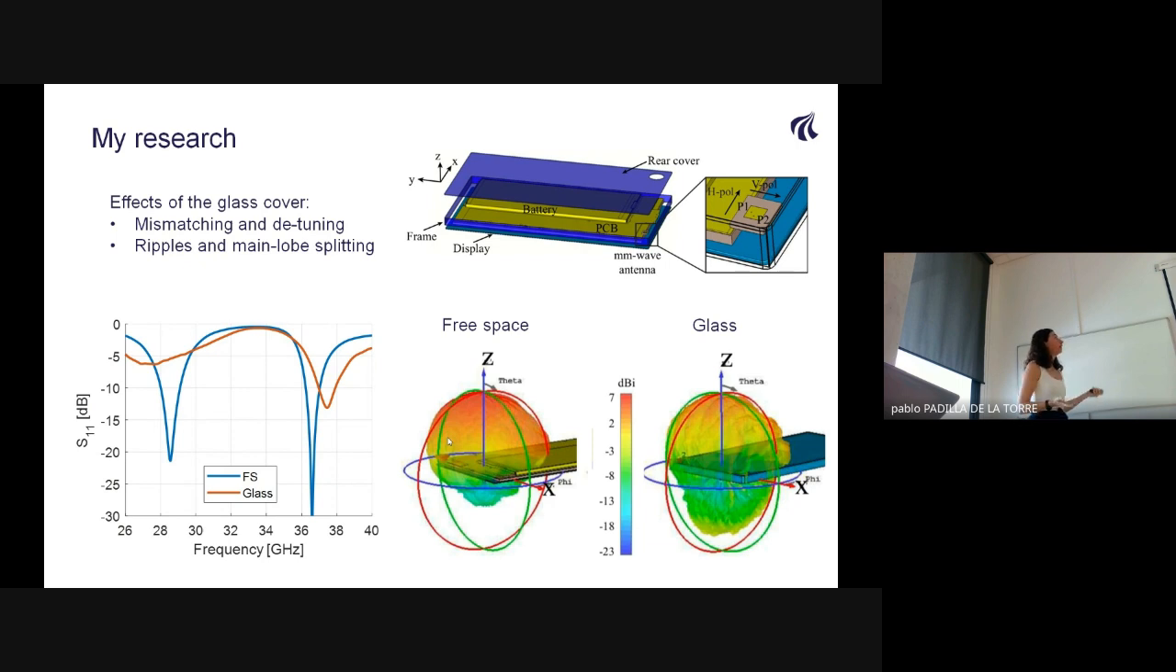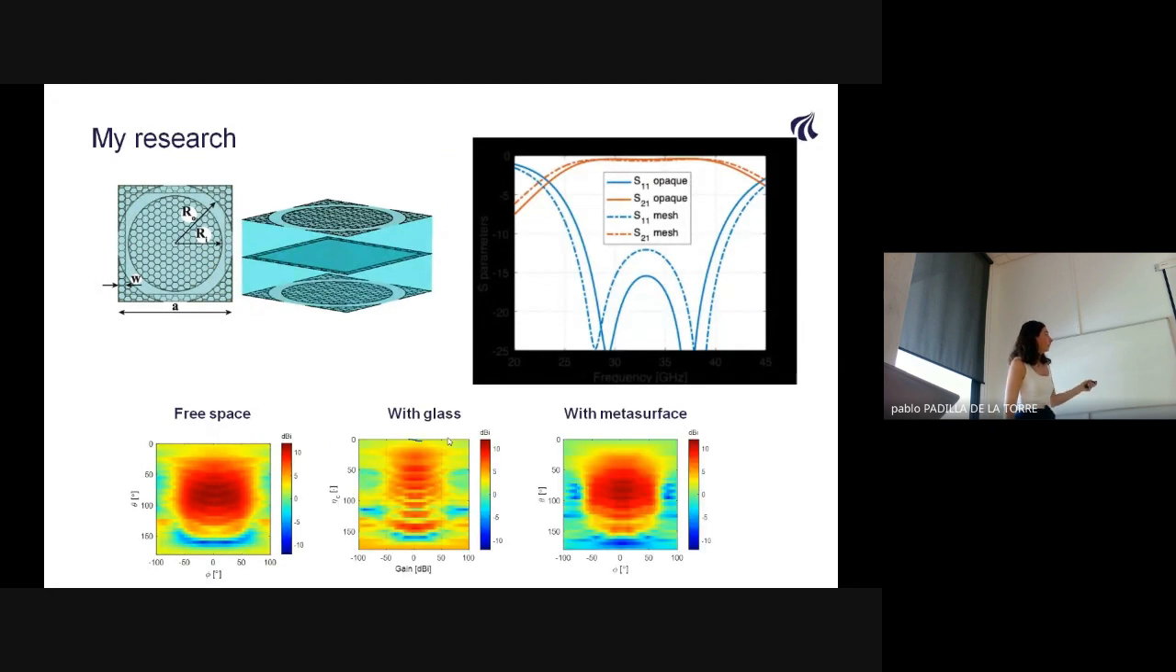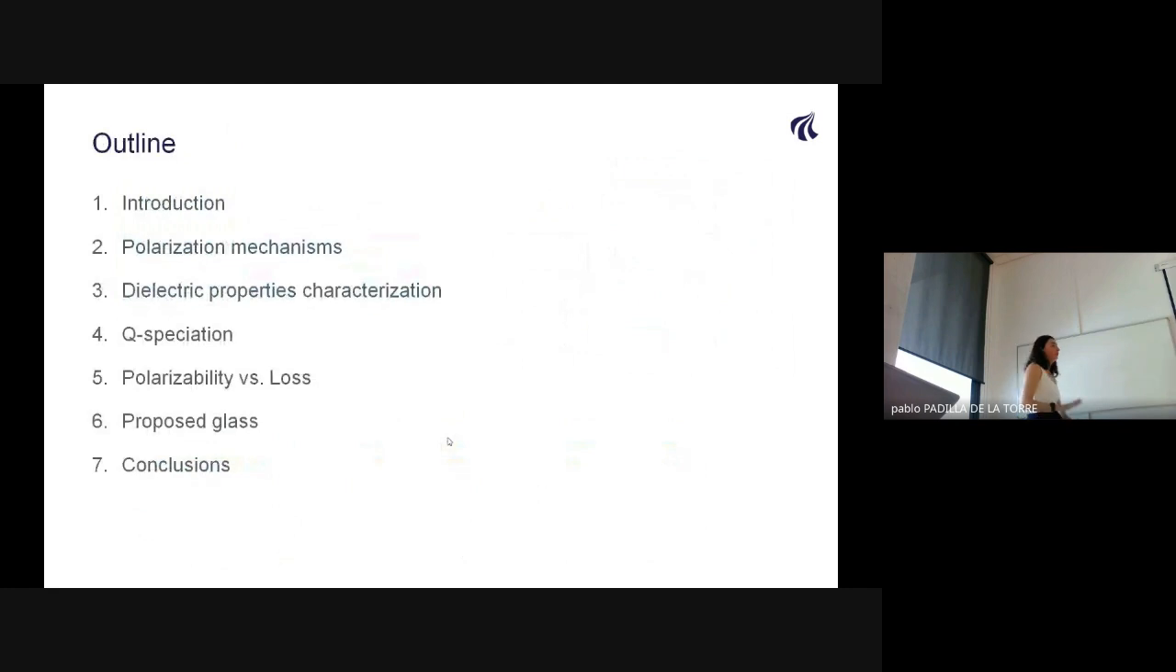So what I did was to propose some metasurfaces, one here on top of the antenna, and actually make the beam look again like the one without the glass. This is one of them, a double glass layer metasurface, and this is the radiation pattern in free space. This is just the glass, and this is again with the metasurface. But today I'm not going to talk about that. I'm going to go in a different direction, and I will talk about the dielectric properties of glass.